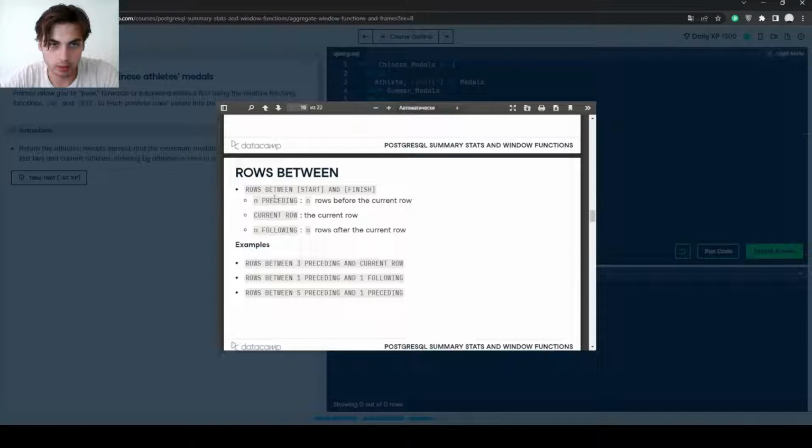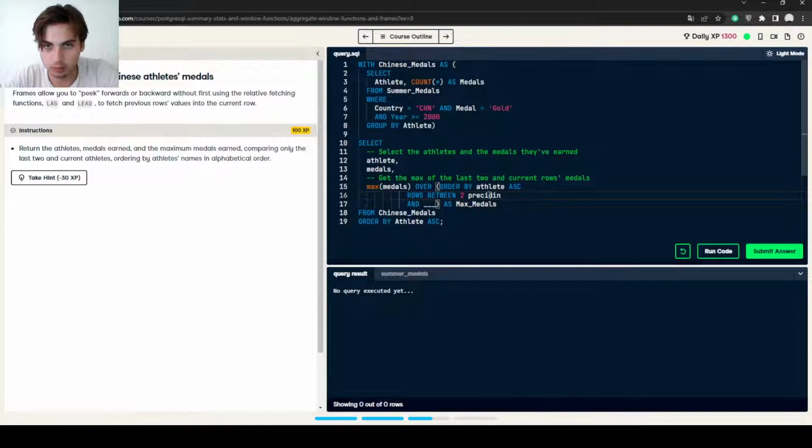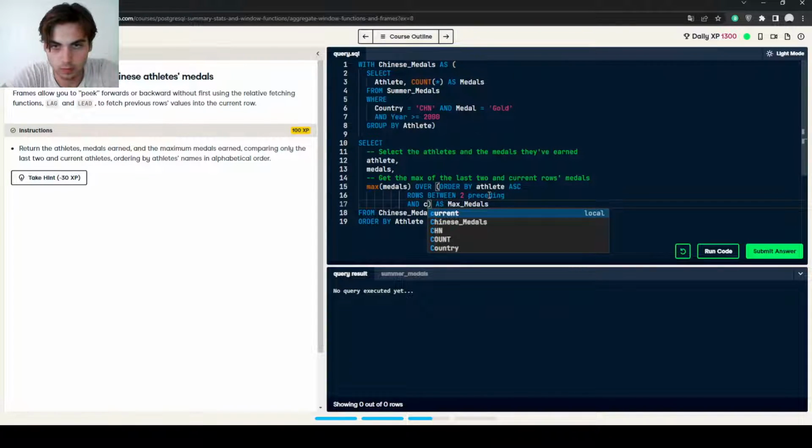Rows before the current row. Preceding. Two preceding, two and current athletes, ordering by athletes' names in alphabetic order. Current row.